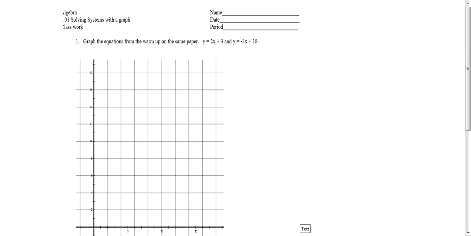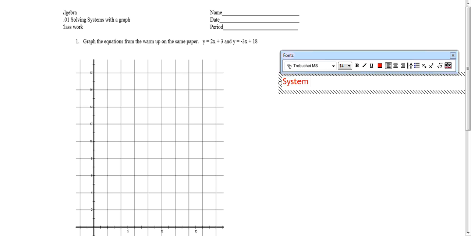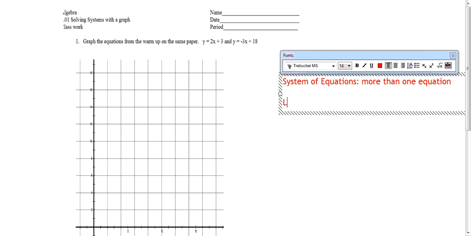And a system of equations is more than one equation, and you're looking for a point or points that are on all lines. Now we could also do this with curves and stuff, but lines will be fine.